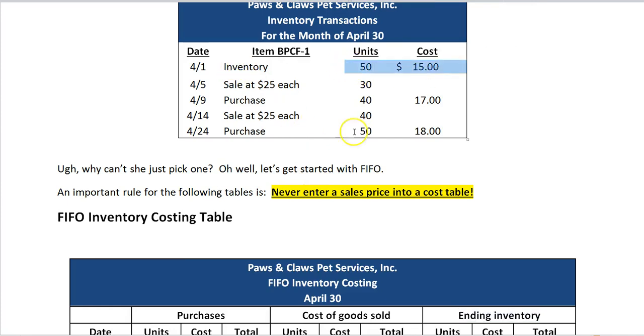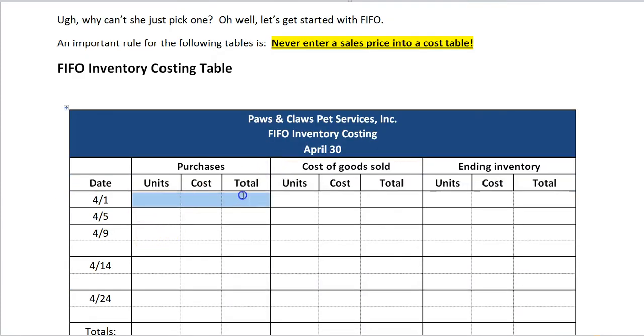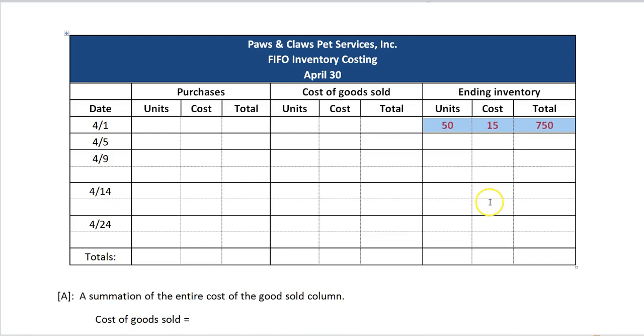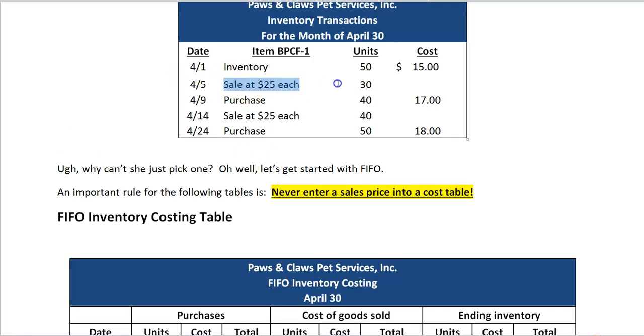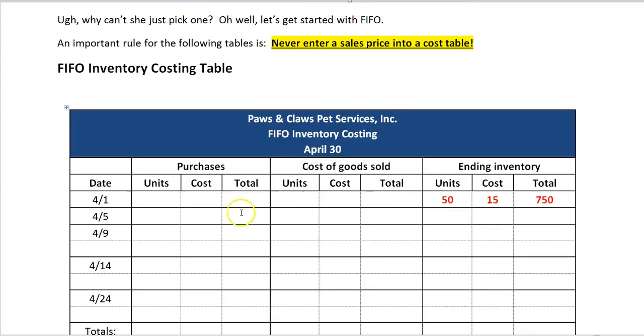For one, we had 50 units at 15. Oh, we just had them, so they're part of our beginning inventory. So we started with these. It's not really a transaction. Next, we sell units at $25 a piece. We sell 30 units at $25 a piece.